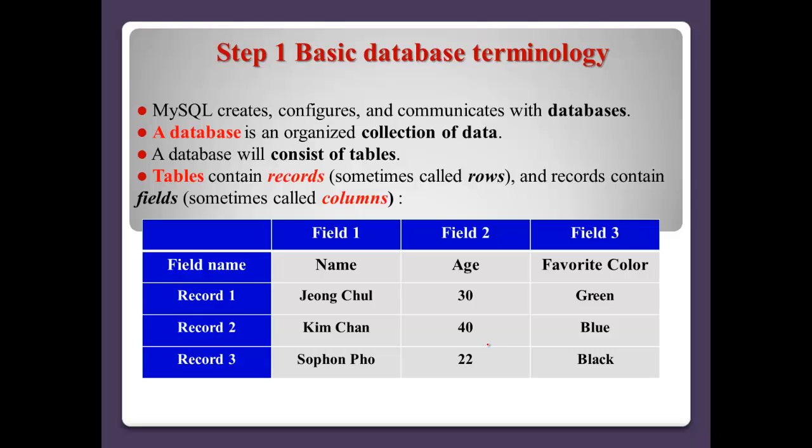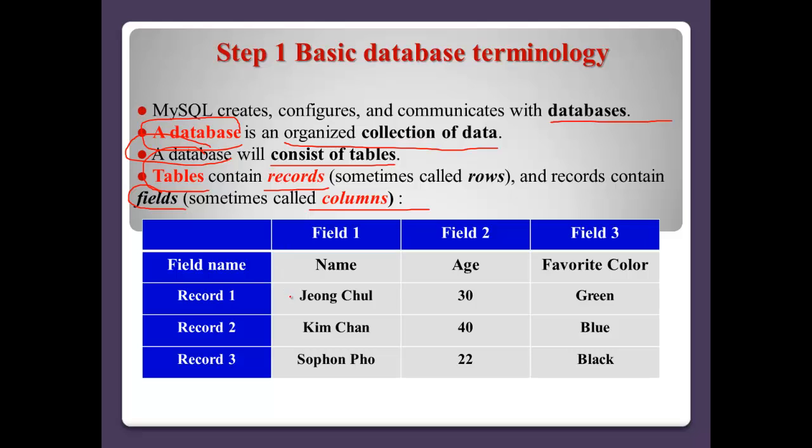Step 1, basic database terminology. MySQL normally creates, configures, and communicates with a database. A database is an organized collection of data, and normally consists of several tables. Each table contains records, sometimes we call them rows, and each record contains fields. We call these columns.